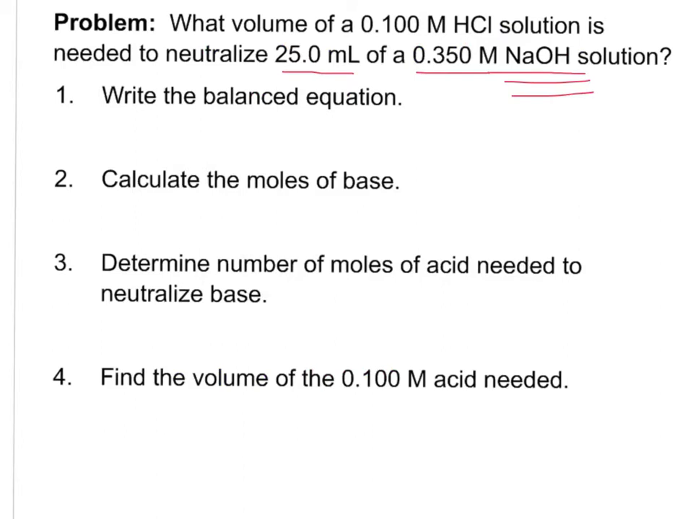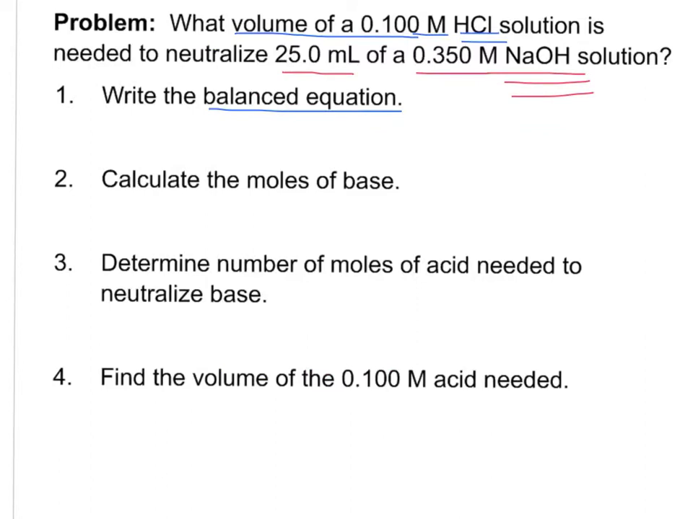We need to find out what volume of that concentration of an acid do we need to neutralize it. What does neutralization mean? It means that we're going to exactly and equally cancel them out. They're going to completely react. So what do we need first to do this problem? We need, obviously, a balanced equation. So let's write our balanced equation.